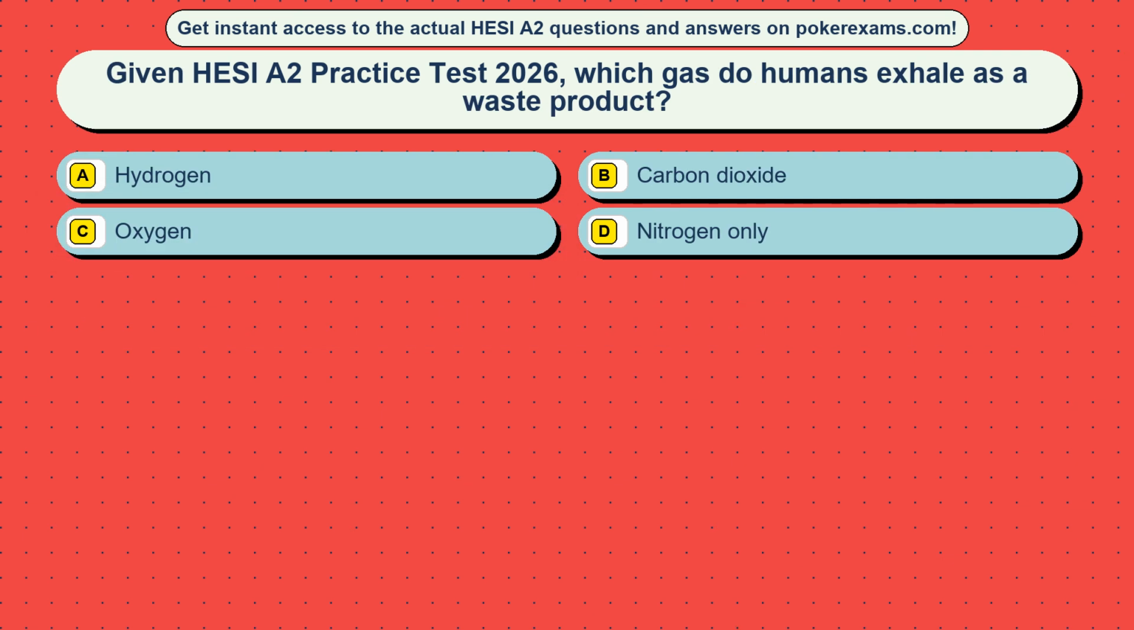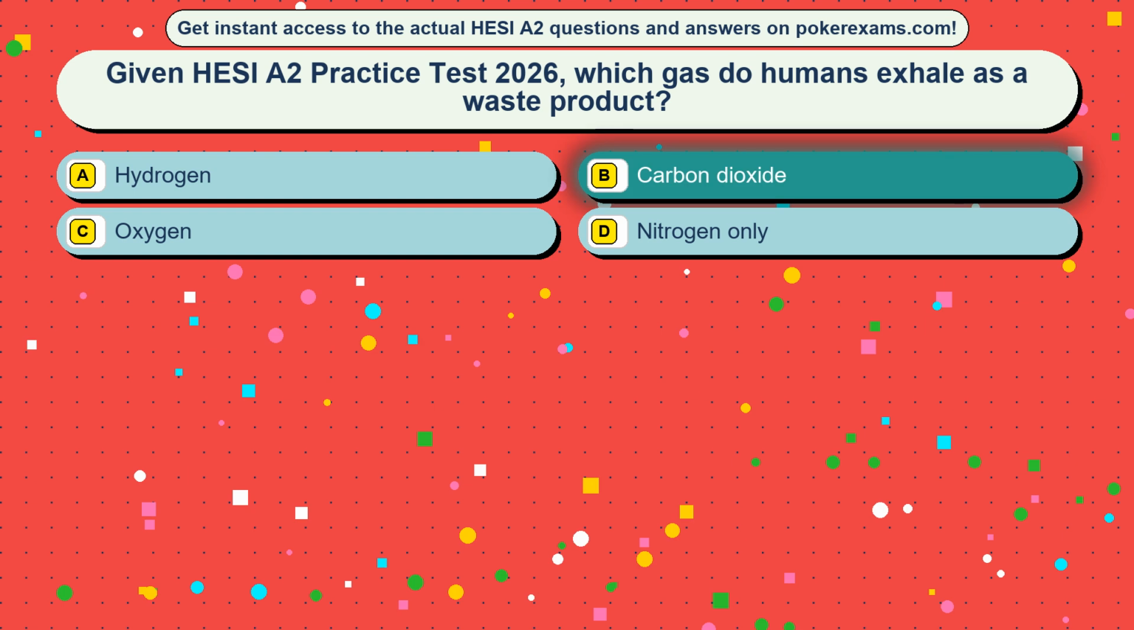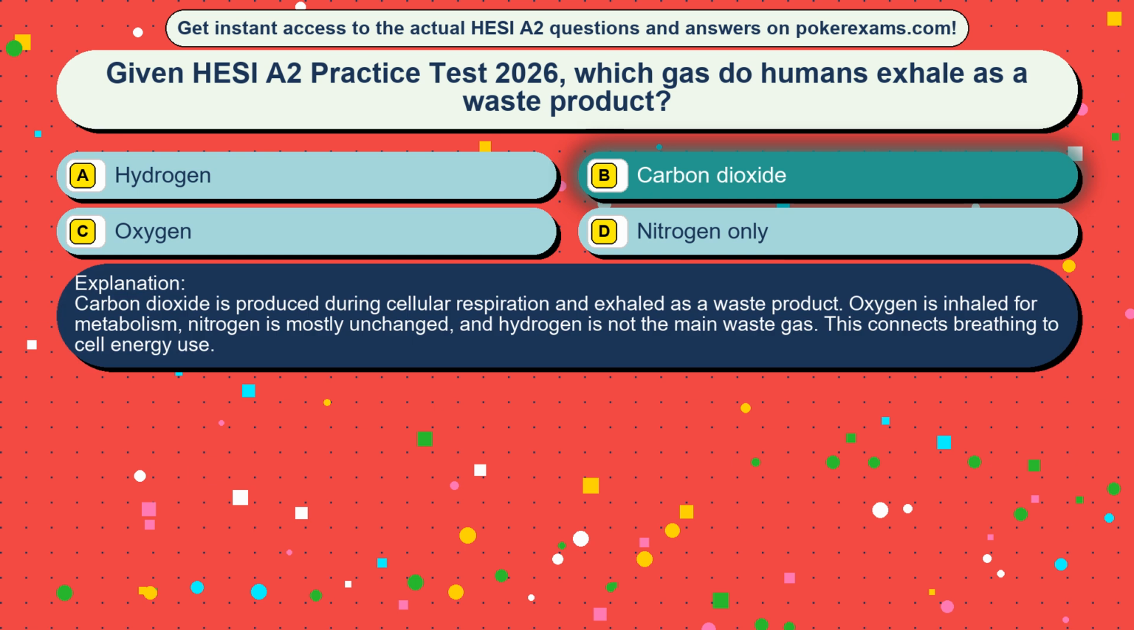Question 28. HESI A2 Practice Test 2026, which gas do humans exhale as a waste product? Option A hydrogen, option B carbon dioxide, option C oxygen, option D nitrogen only. The correct answer is option B, carbon dioxide. Carbon dioxide is produced during cellular respiration and exhaled as a waste product. Oxygen is inhaled for metabolism, nitrogen is mostly unchanged, and hydrogen is not the main waste gas. This connects breathing to cell energy use.